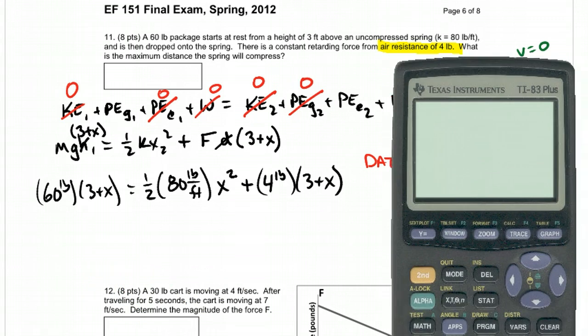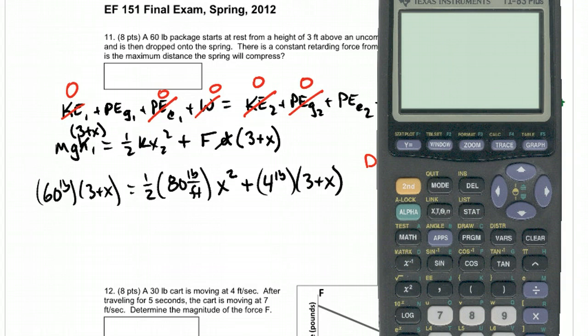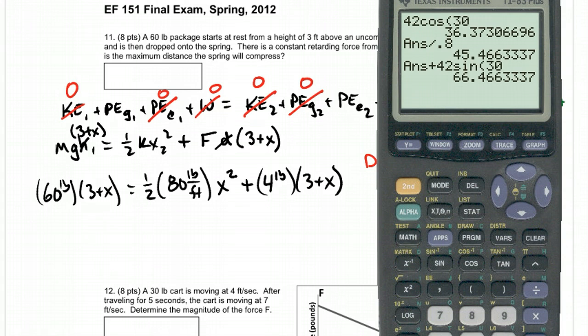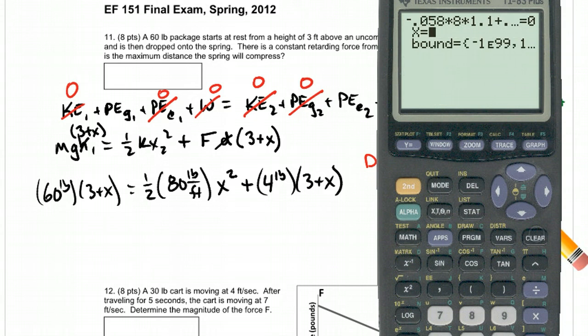I'm going to use the solver to solve this equation. It's going to be a quadratic because we have x squared and x in it. So, math 0. Go up and clear out my equation. I'll just take this term to the left and make it negative. So I'll have minus 60 times 3 plus x plus 0.5 times 80 times x squared plus 4 times the quantity 3 plus x right there.